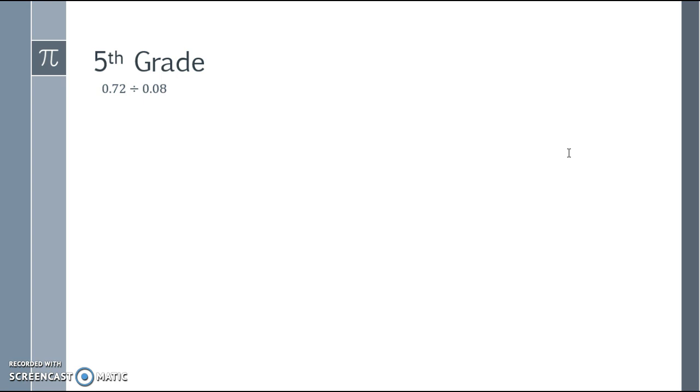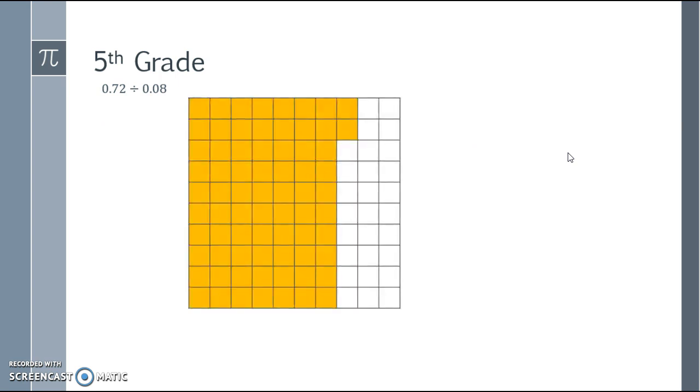Let's do a couple divisions. I have 72 hundredths divided by 8 hundredths. We're asking how many 8 hundredths are in 72 hundredths. So how many 8 hundredths can go into 72 hundredths? I'm going to start off by using my base 10 flat, so I know that there are 100 in here. I shaded 72 of them to represent 72 hundredths.